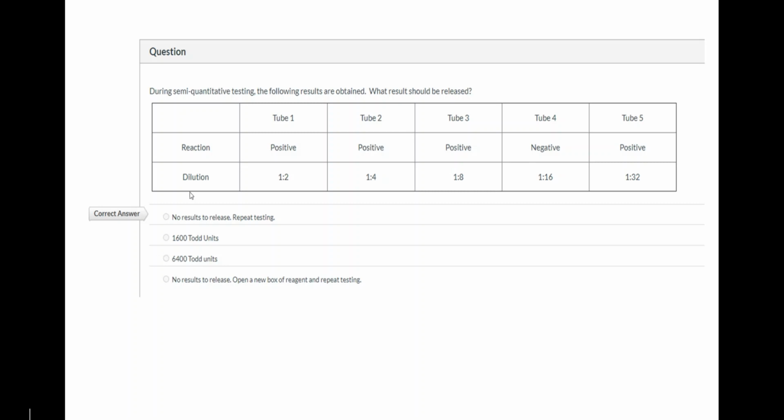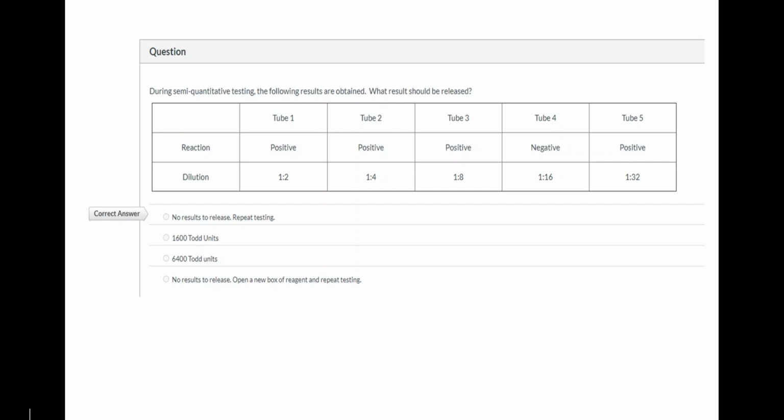So in this case, tubes 1, 2, 3, 4, and 5, it is expected that tube 1 is the most concentrated and tube 5 is the least concentrated. Now, tubes 1, 2, and 3 gave a positive reaction. Tube 4 gave a negative reaction. Tube 5 yielded a positive reaction. Now, you have to observe tube 4 and 5. How come that there is a positive reaction in tube 5 and there is no reaction in tube 4? It is expected that tube 5 has lesser concentration of the antibody than tube 4.